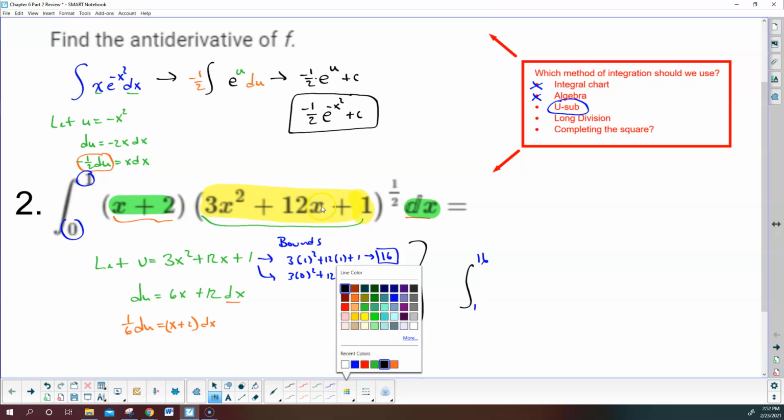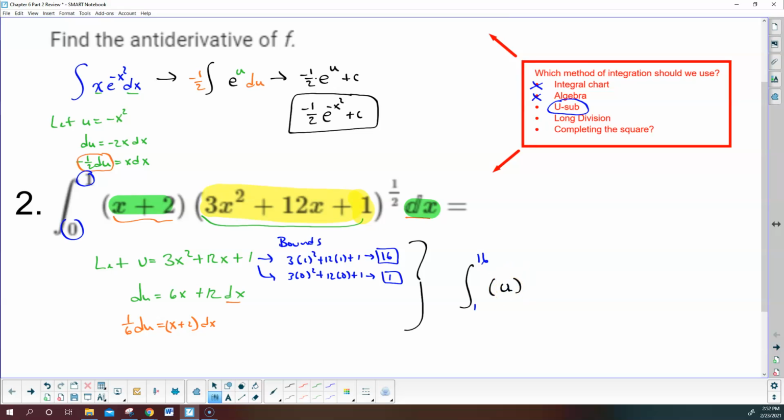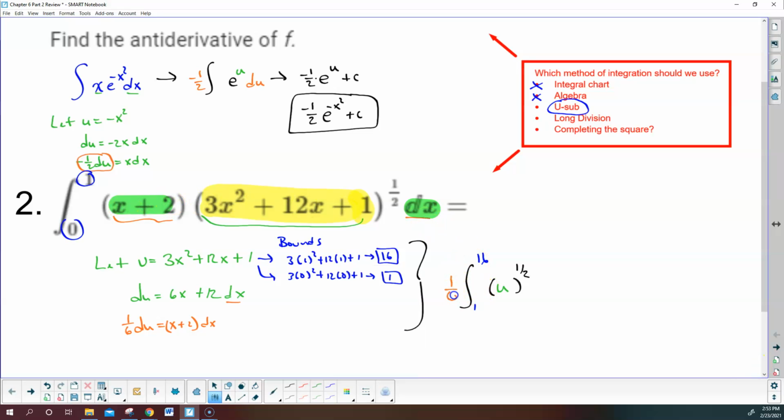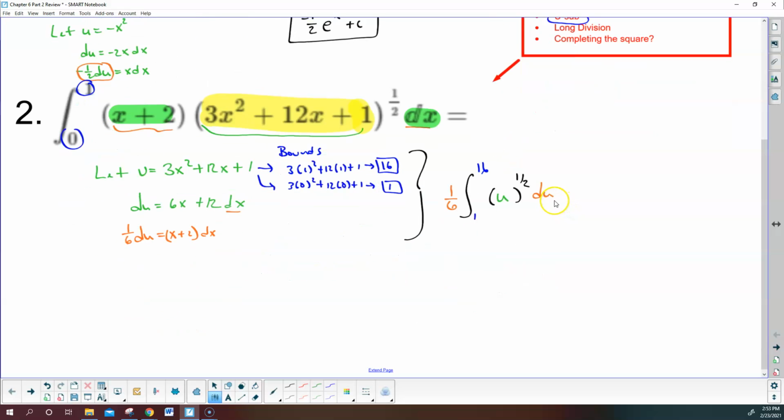And now I'm going to replace the yellow with u. Actually, I want that to be green. And then we just have to make sure that 1/6 du is going to replace the two green highlighted x plus 2 dx. So the 1/6 is a multiplier. That's going to float out front. And then I have du, a much, much simpler integral to evaluate.